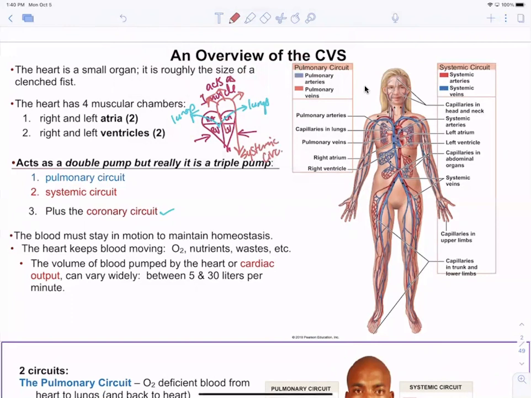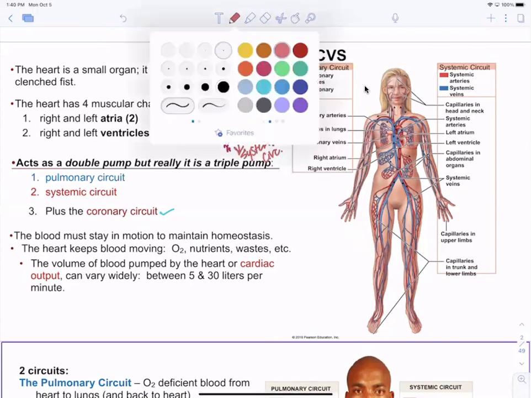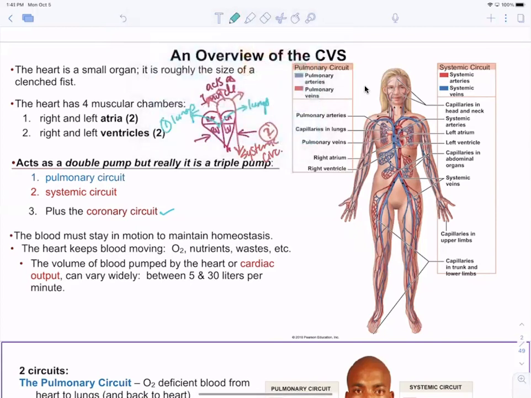So these are both happening at the same time. So again, you have 2 pumps. You have, oops, I'm going to make that a 2, and I'm going to make this a 1. So you have blood going the pulmonary circuit, right? That's from right side heart to lungs and back to left side heart.